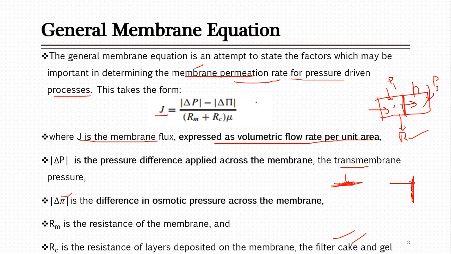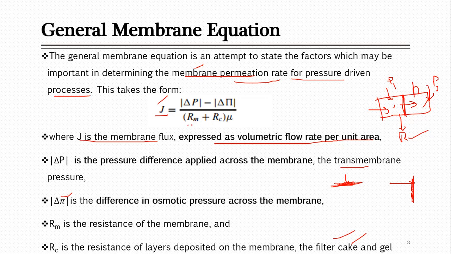So this is one general equation. We mostly predict the parameters which affect the permeation rate or the flux. Although in this equation we can't see anything about the interaction of those molecules, solvents or gases with the membrane material, it gives us information with respect to the pressures and also the resistance which will affect this flux when the separation takes place.